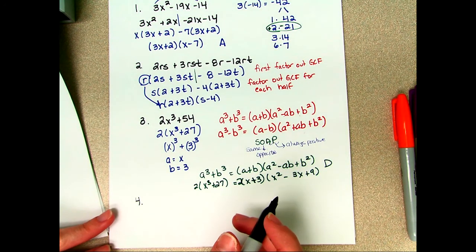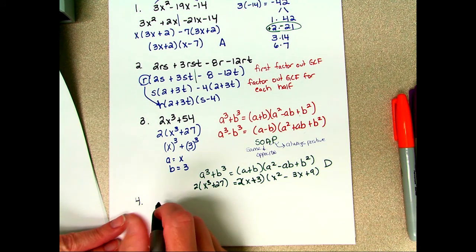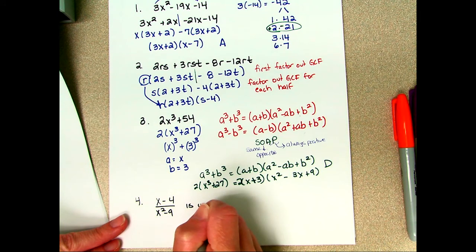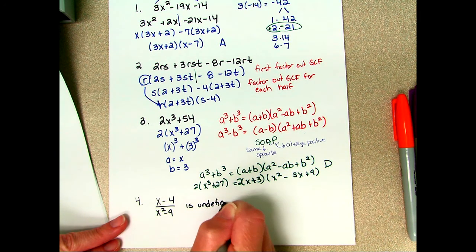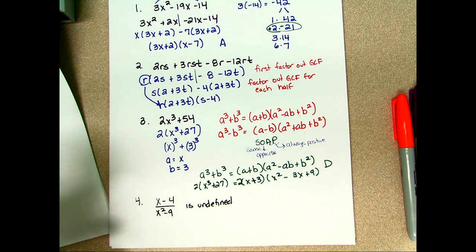Number 4. Determine the values of x for which x minus 4 over x squared minus 9 is undefined. Recall, whenever we have a denominator equal to 0, the expression is undefined. So we want to find the values of x that would make the denominator equal to 0.